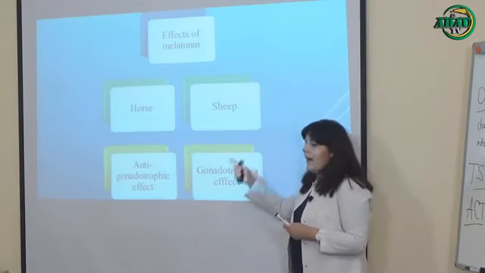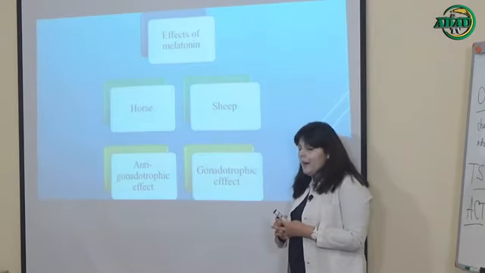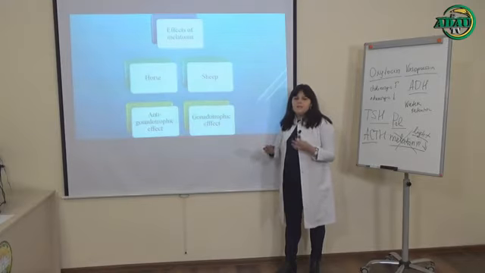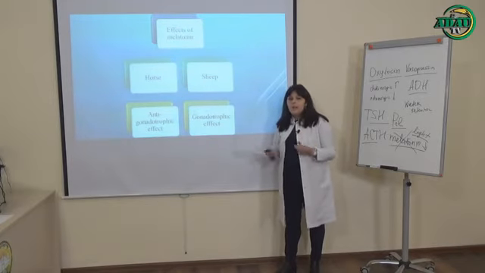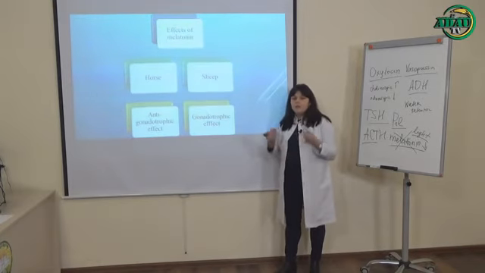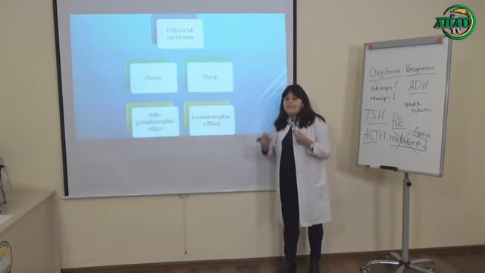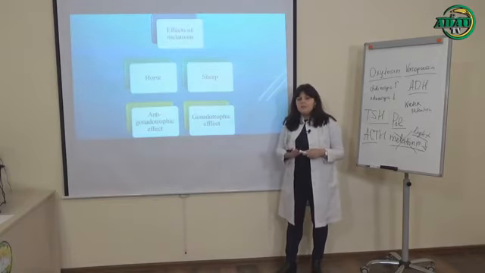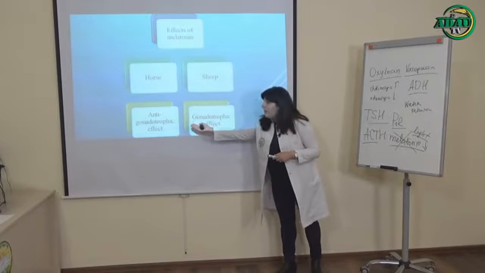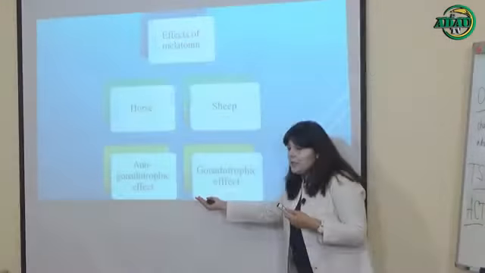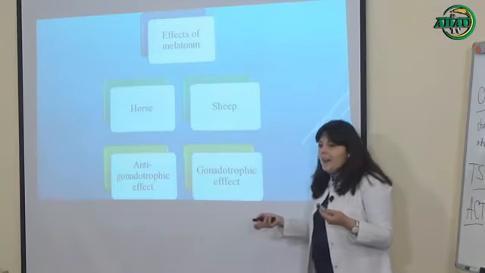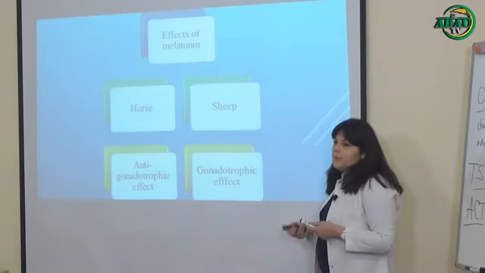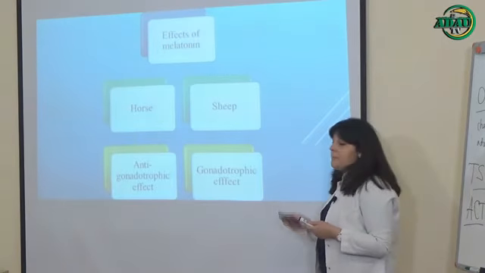So the horse has spring breeding. Why does the horse have spring breeding? We know that in spring and in summer, days are longer, and it means that the amount of light is also high. And if the amount of light is high, the amount of melatonin is very low. And if the amount of melatonin is low, the anti-gonadotrophic effect is cancelled. So the animals can start breeding. The opposite effect can be observed in the sheep.